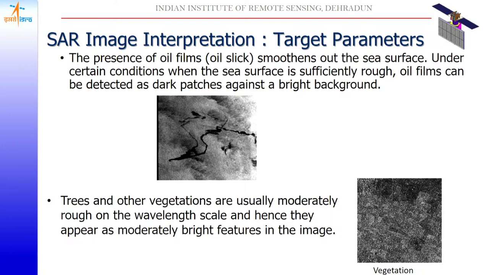And you can see the oil spill. The oil spill is again a very smooth feature, so you can detect the oil spill in the ocean because it is very smooth compared to the ocean surface. This is the oil spill in this one. Trees and other natural vegetation basically have medium backscatter. Man-made targets have very high backscatter, smoother surfaces have very low backscatter, and vegetation has intermediate backscatter.